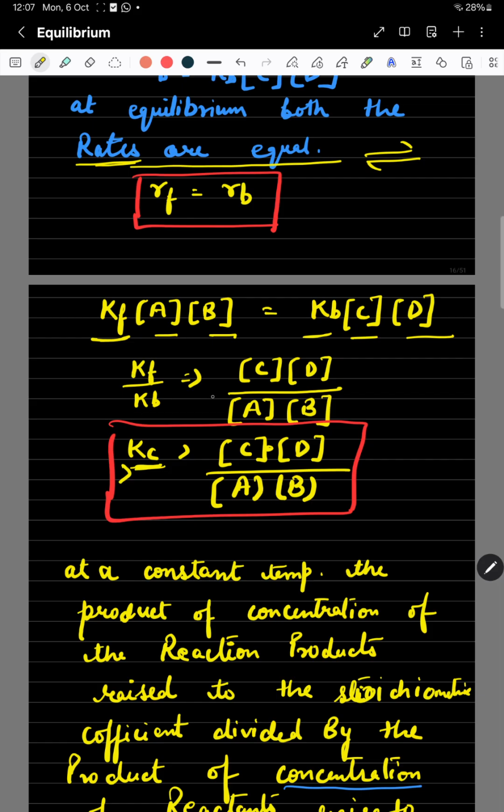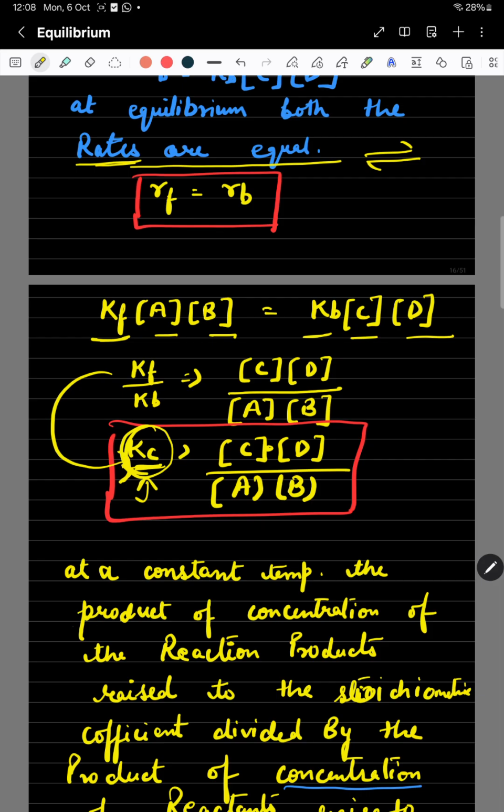Kf upon Kb equals [C][D] upon [A][B]. In place of Kf upon Kb you can write Kc equals [C][D] upon [A][B]. So here we can understand the equilibrium constant in terms of concentration, that is the ratio of the product of the species involved in the reaction. You can say it is the ratio of the products concentration upon reactants concentration. In this way you will get an equilibrium constant.